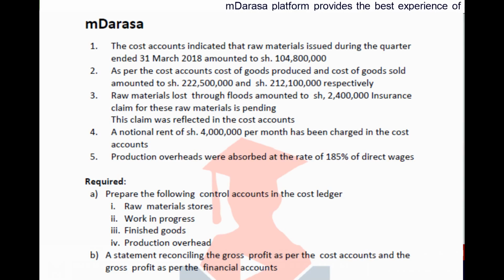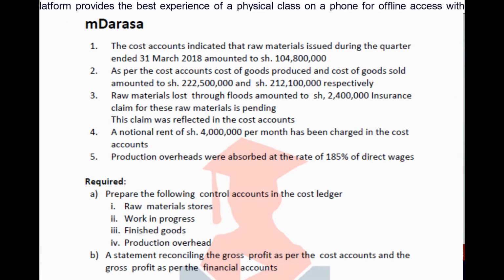Recall, we had mentioned something to do with charge when we looked at the double entry concept. Whenever we charge our production, I'll always have two accounts to be affected. That will be work in progress account and production overheads account. So required, prepare the following control accounts in the cost ledger: raw materials, stores, work in progress, finished goods, production overheads.